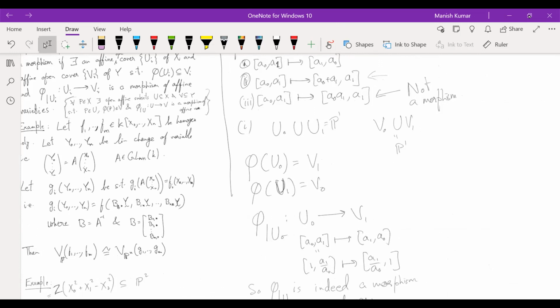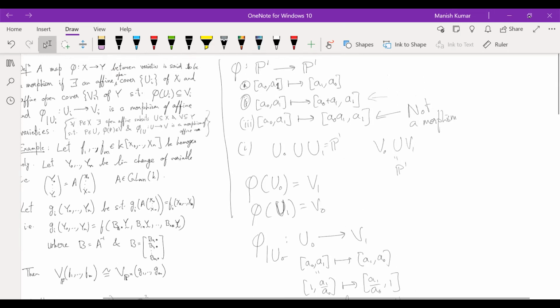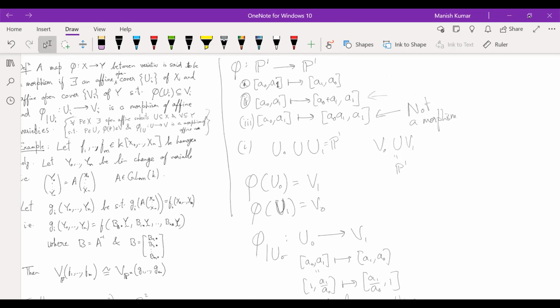So why? First of all, is this well defined? So for instance, if I take A1 to be 0, then it goes to (0, 0). So (1, 0) goes to (0, 0). So it's not even well defined the way the map is written. But one can ask, that's just one point. So what if A1 is non-zero? Is this at least a rational map? It may not be a morphism, but maybe it's defined on an open subset. But that is also not true.